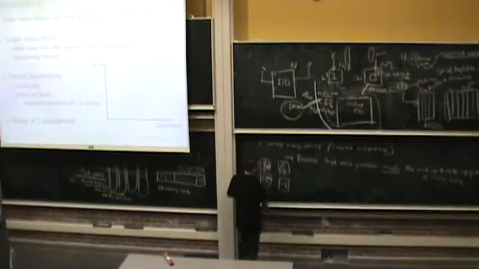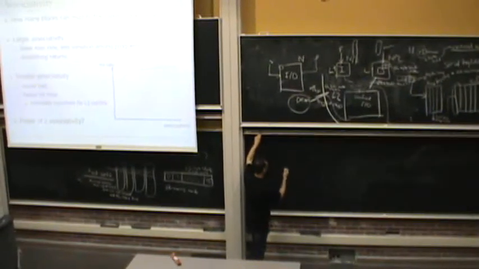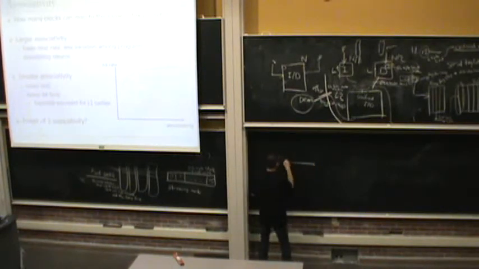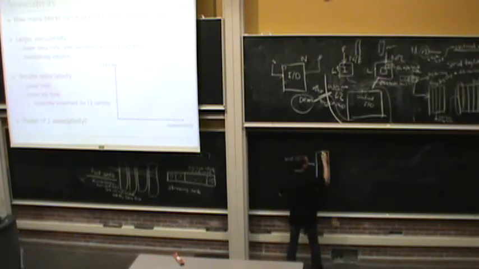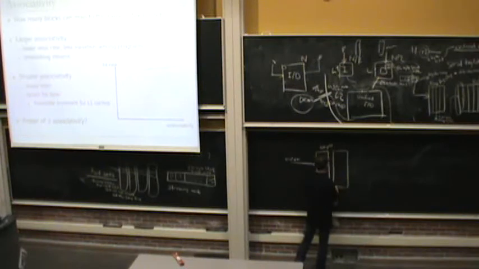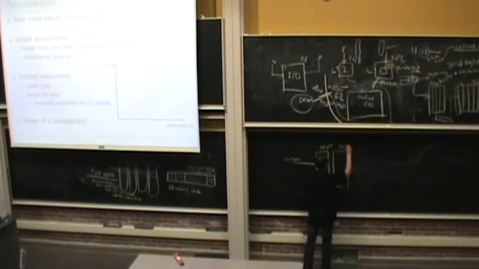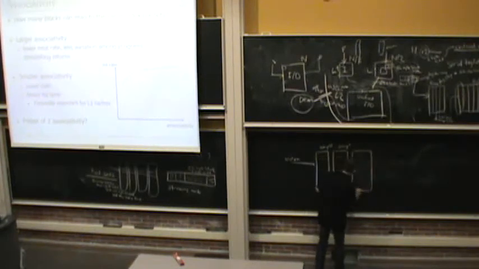So the only thing that associativity determines is how many blocks are mapped to the same set, right? Mapped to the same index. So you get your index. Associativity says how many ways you have. Let's look at it. If you have a direct-mapped cache, your associativity is a power of 2. But you could have a 3-way cache, right?